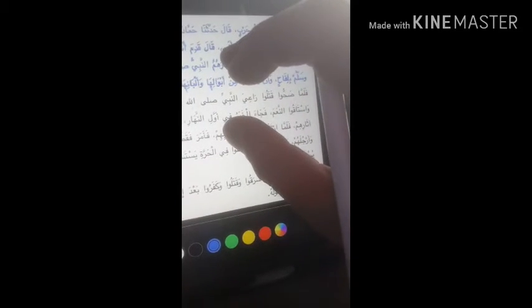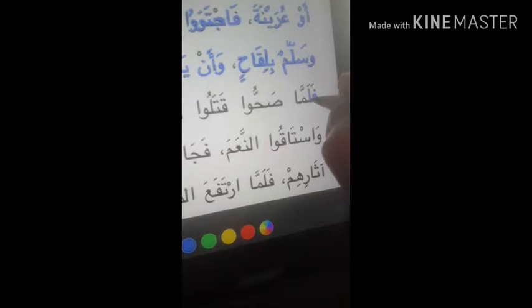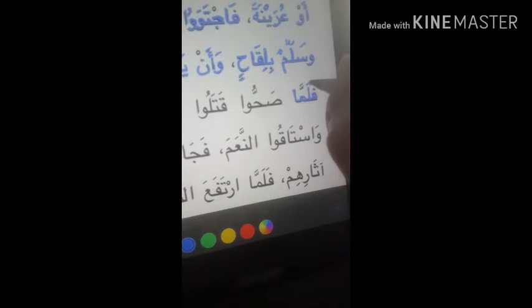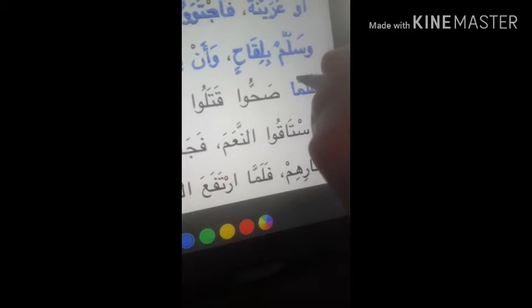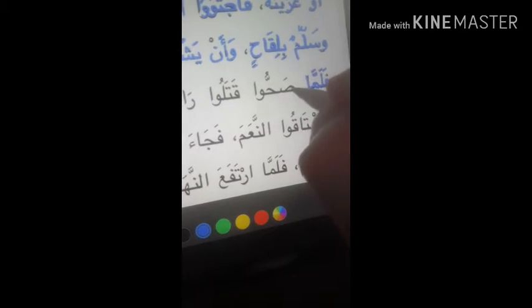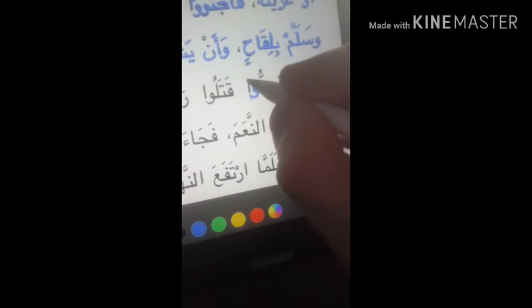Let's see what it says in English. It doesn't actually say it. And then we've got here falamma, and so when. There's the F A L A M, and it's lamma. It's because of this shadda. It's like a double M. So falamma. Okay, sahu, and so when they healed. Okay, sahu, hu is the plural. There's a sah, then the H, and then the u. Okay.